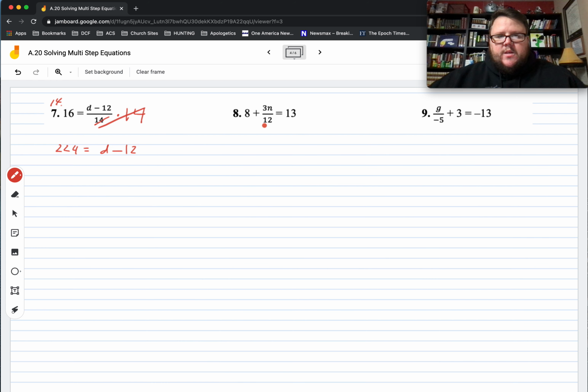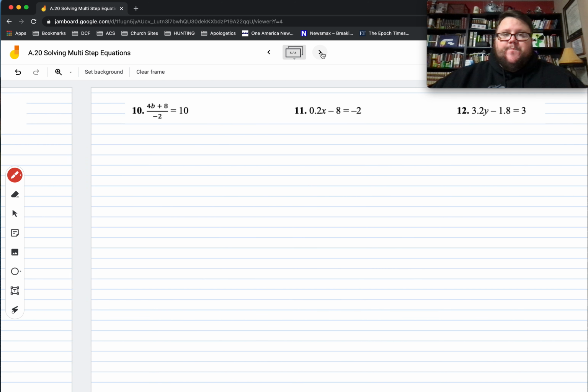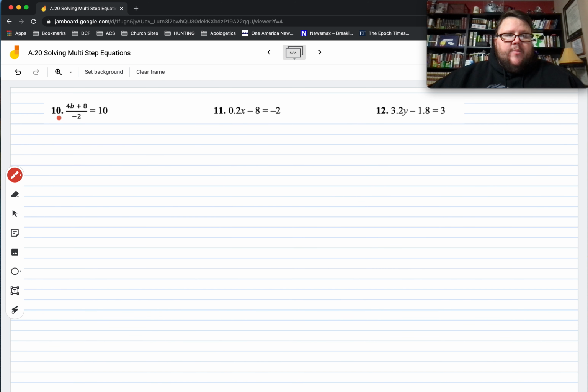But number 8, I would multiply everything by 12. And remember, when you multiply the 3n over 12, the 3n doesn't get changed because the 12 will cancel out on the bottom. Number 9, multiply everything by negative 5. Number 10, multiply both sides by negative 2. And then you'll just have 4b plus 8 equals negative 20.